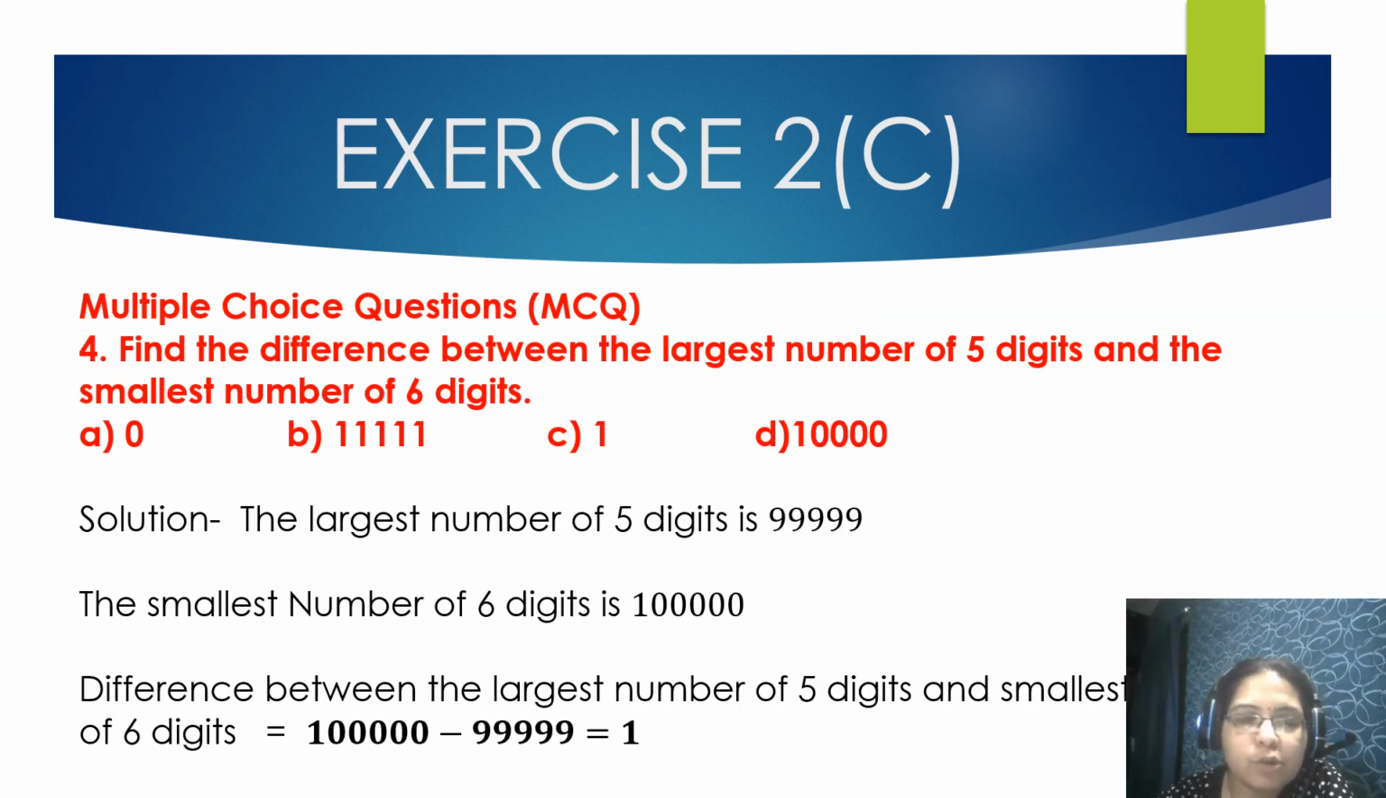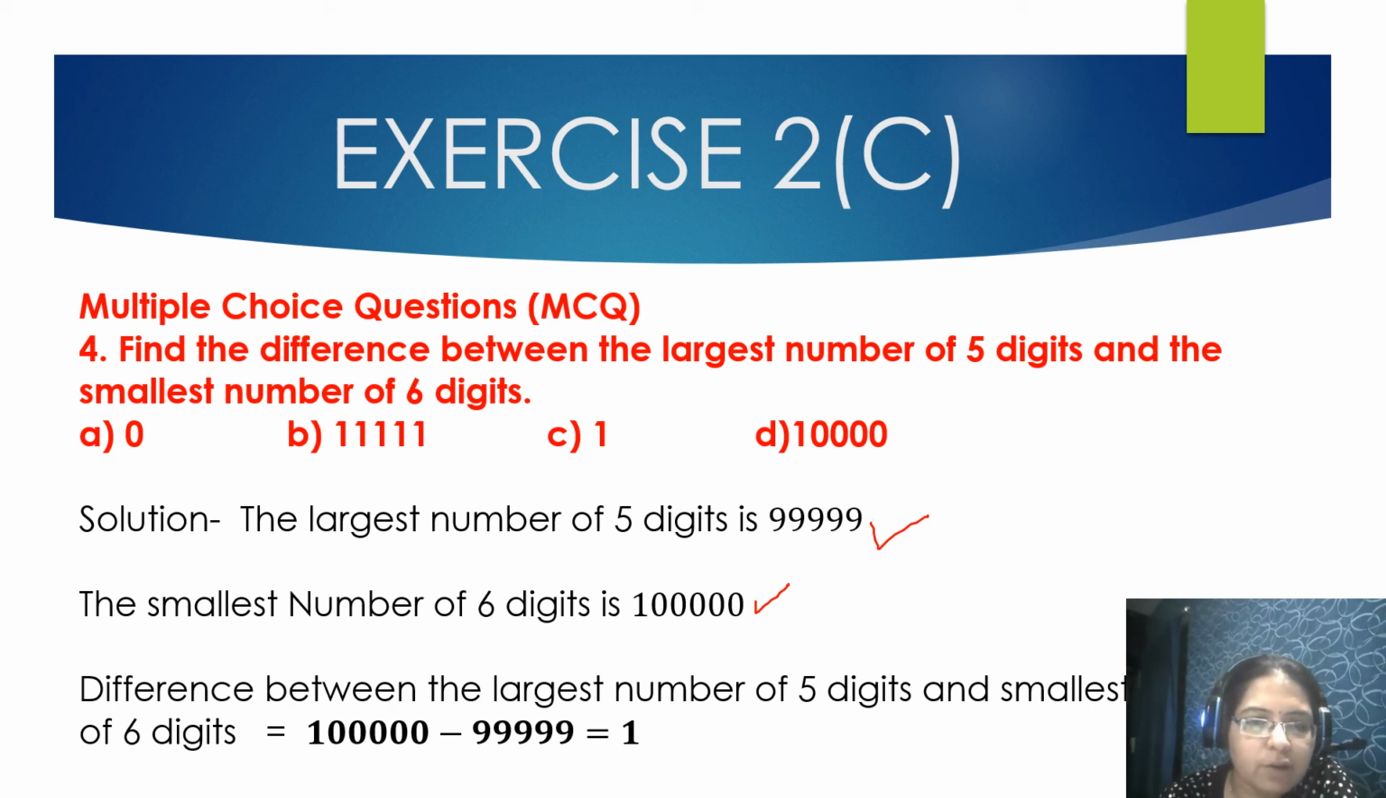Now we will solve multiple choice question number 4. Find the difference between the largest number of 5 digits and the smallest number of 6 digits. We know the largest number of 5 digits is 99,999. And smallest number of 6 digits is 100,000. That is 1 lakh. 1 lakh is the smallest number of 6 digits.